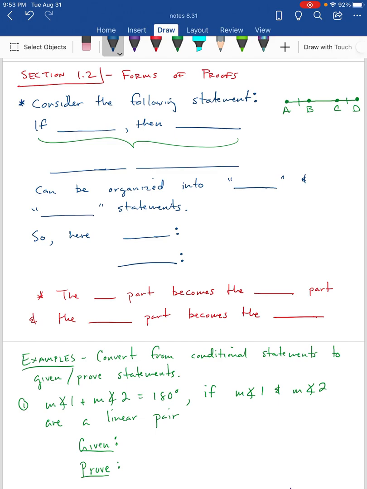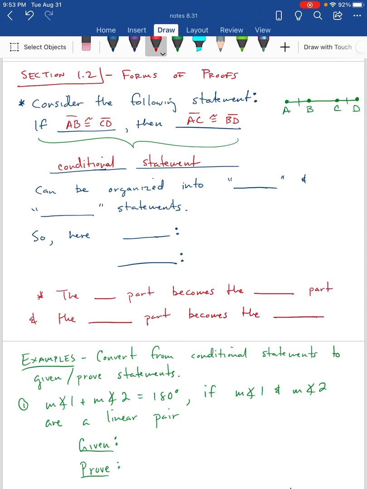So, consider the following statement. If I have segment AB congruent to segment CD, like we have in the picture, so AB is congruent to CD, then AC is congruent to segment BD. Now this is called a conditional statement. Okay, conditional statements usually have the if-then sentence structure.